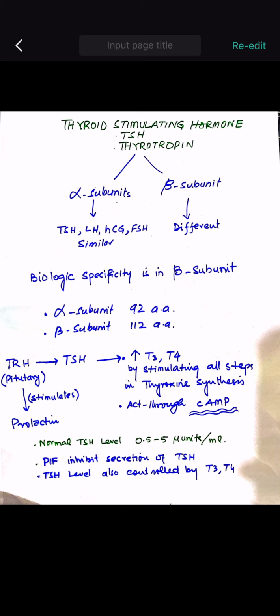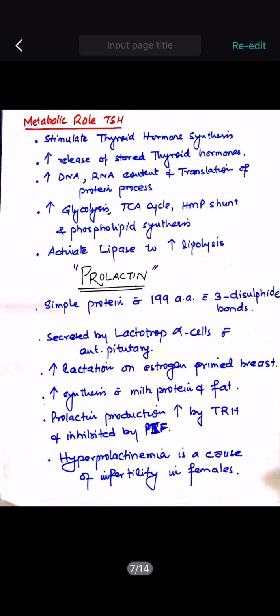The metabolic role of TSH: we know it stimulates thyroid hormone synthesis, it increases release of stored thyroid hormones, it increases the DNA, RNA content and translation of protein processes, it increases the breakdown of glucose, that is glycolysis, TCA cycle, HMP shunt and phospholipid synthesis. It is increasing all the synthesis of these, you are getting energy from there. It activates lipase to increase lipolysis. So, lipid breakdown is increasing. So, these are the metabolic roles of thyroid stimulating hormone.